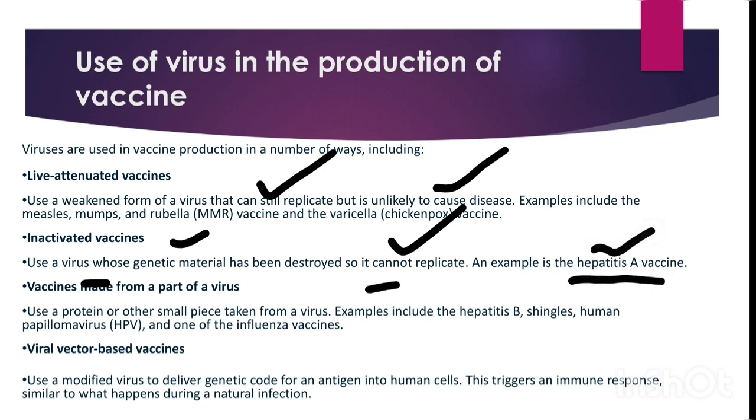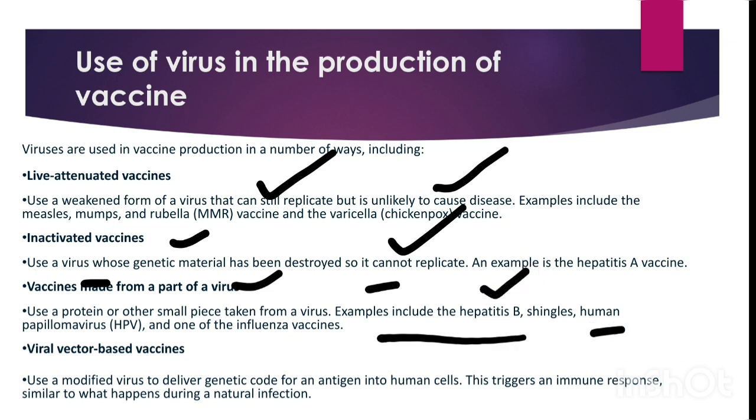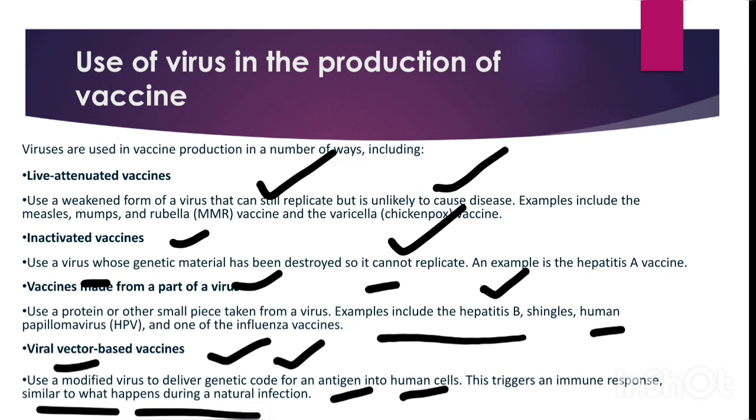Vaccine of hepatitis A. Then a vaccine made from a part of a virus uses a protein or other small piece taken from the virus. Examples: hepatitis B vaccine, vaccine of shingles, and human papilloma virus. So here the vaccine can be prepared from a part of the virus. Next, viral vector based vaccine uses a modified virus to deliver the genetic code for an antigen into human cells. This triggers the immune response, similar to what happens during natural infection. So in this way the body can prepare antibodies.